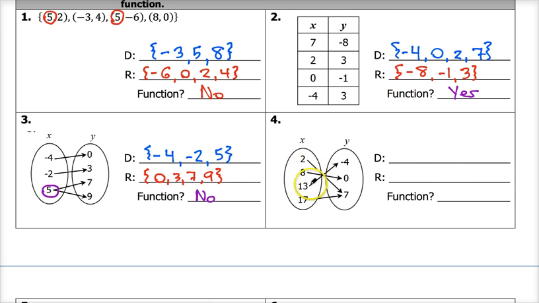For example 4, our domain values for this are 2, 8, 13, and 17. The range values -4, 0, and 7. This mapping does represent a function because each domain value only has 1 arrow extending from it, meaning it only has 1 range value assigned to it. So this is a function.